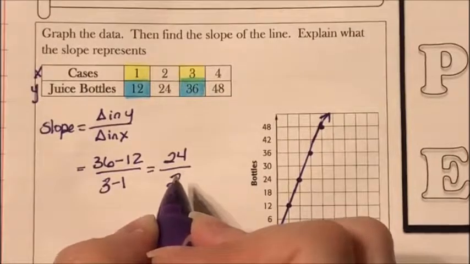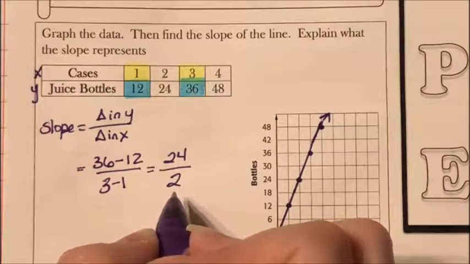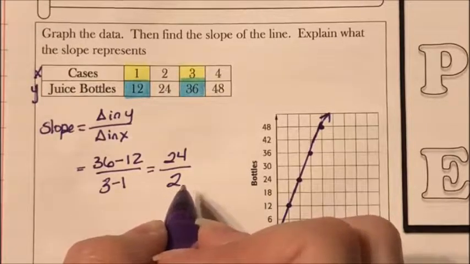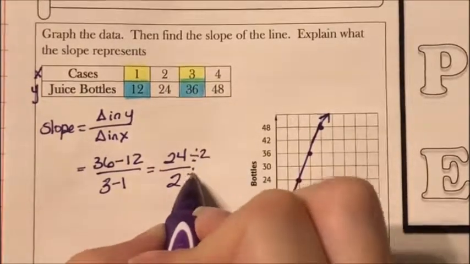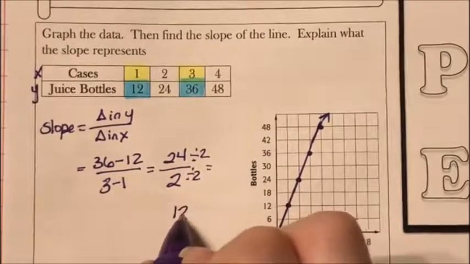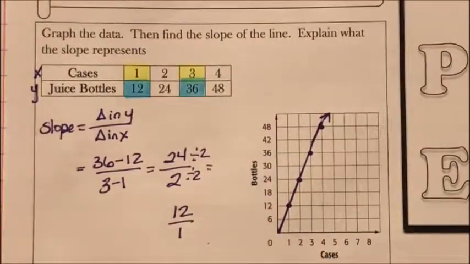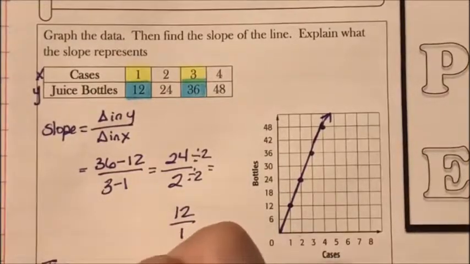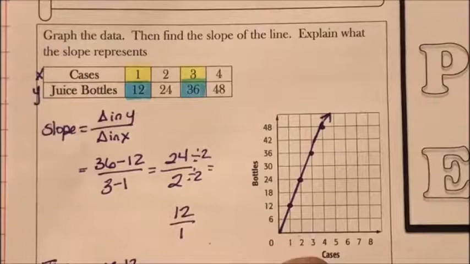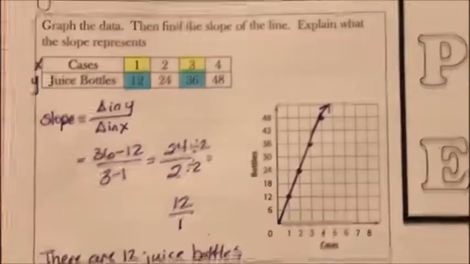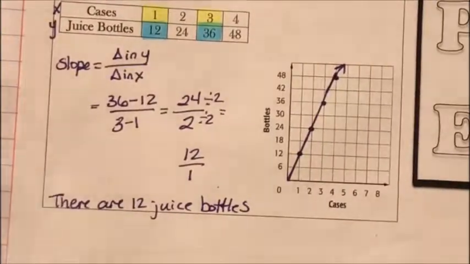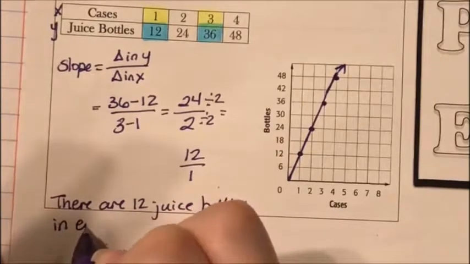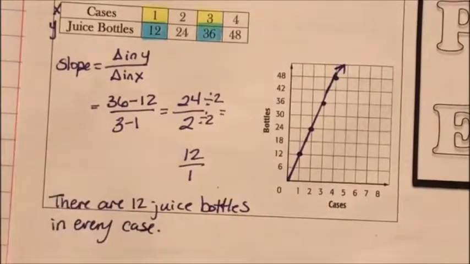This isn't simplified though, so I need to divide both of these by a number. Well, 2 goes into both 24 and 2. So 24 divided by 2 gives me 12 over 1. This tells me there are 12 juice bottles in every case. Okay, and that is the end of lesson 8.